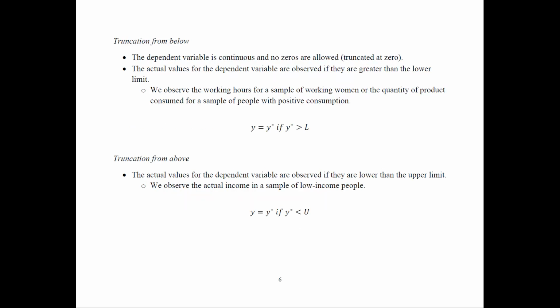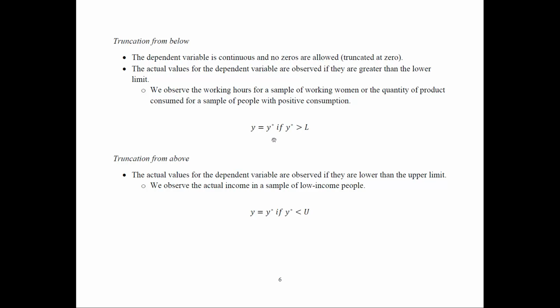Here we have truncation from below, and this is when the dependent variable is continuous and no zeros are allowed. That would mean truncated at 0. The dependent variable would be observed if it is greater than the lower limit. So in this case, we would observe working hours for a sample of working women, or quantity of product consumed for a sample of people with positive consumption. So again, if y star is greater than the lower bound, like 0, then we would observe the actual number, so y would be equal to the latent variable.